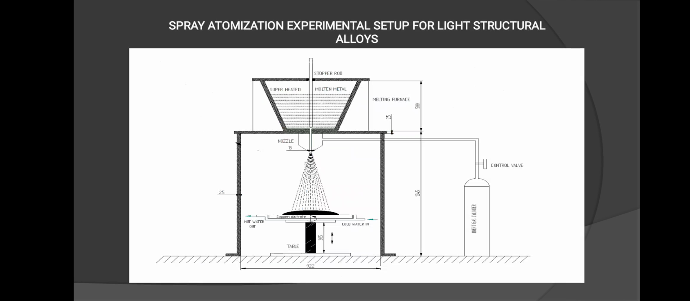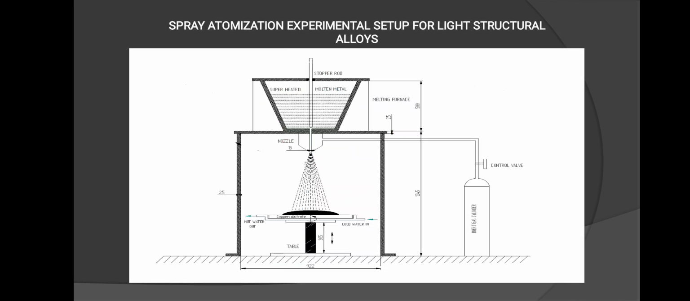Here an inert gas cylinder is placed which is controlled by a control valve, and the working of this inert gas cylinder is that it provides adequate pressure to pass the hot molten metal from the nozzle and to spray it on the billet or the substrate. And at the bottom we have a table which can be moved vertically up and down so that the substrate or the workpiece on which the deposition is to take place can be worked properly.